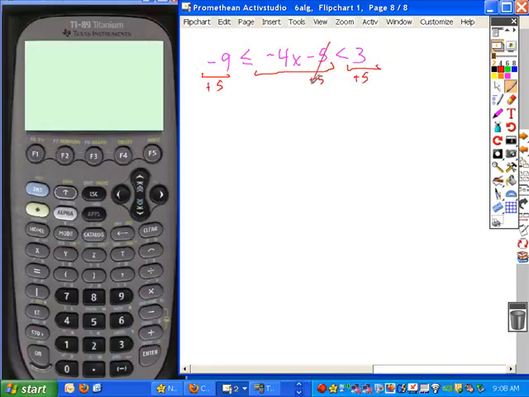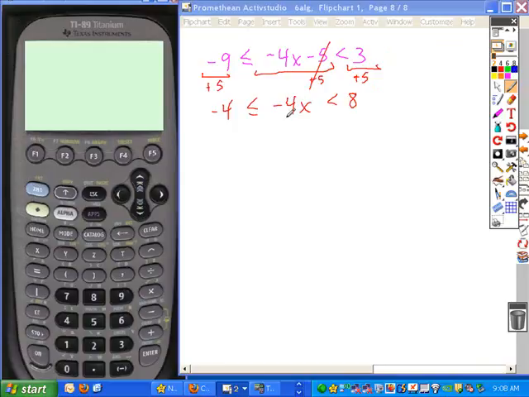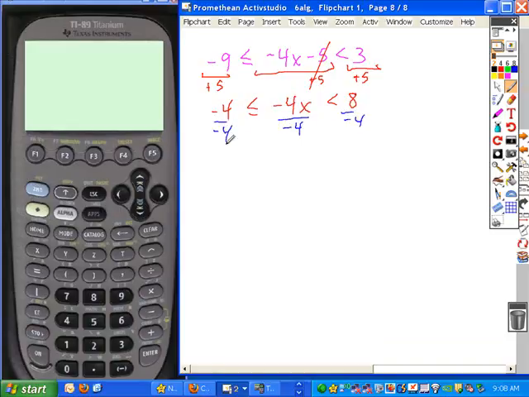And to get rid of this 5. So that leaves us negative 4 is less than or equal to negative 4x, which is less than 8. And now what do we have to do to get the x completely alone? Undo the multiplying by dividing. So when we divide by negative 4, we get 1, we get x, and we get negative 2.